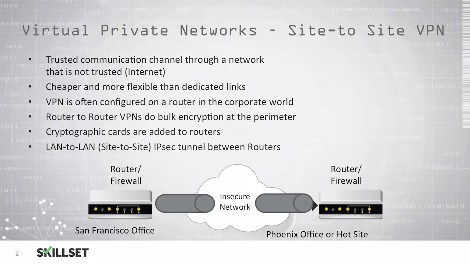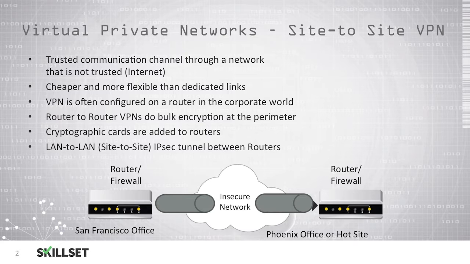Virtual private networks can be used to create a trusted communication channel between two sites through a network that is otherwise not trusted, such as the internet. This is much less expensive and more flexible than creating a dedicated link.